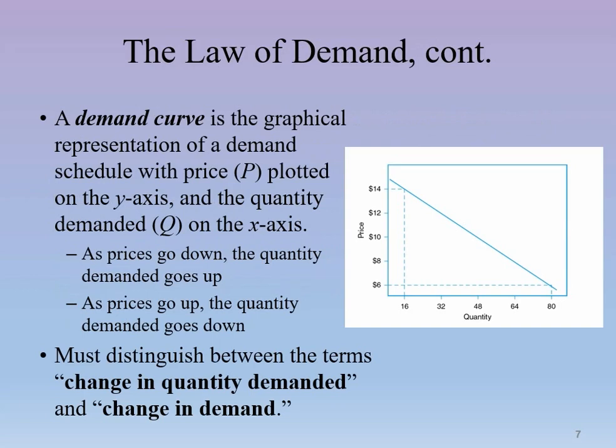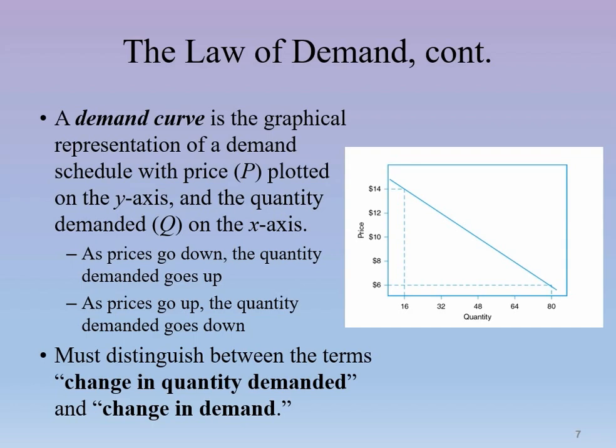Here you see a demand curve on the right. A demand curve is a graphical representation of a demand schedule with the price you see there on the y-axis going from 6 to 14, plotted against the quantity demanded on the x-axis, which you can see there from 16 to 80. As the price goes down, the quantity demanded goes up. As the price goes up, the quantity demanded goes down. And so you're going up and down that curve.